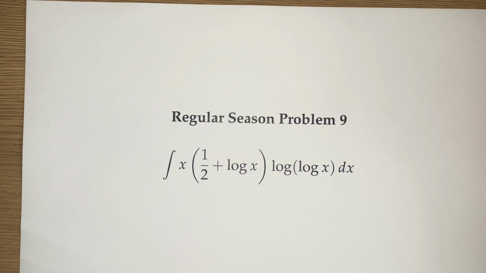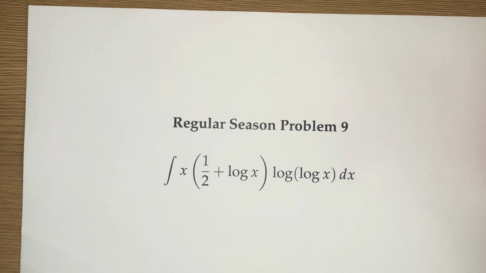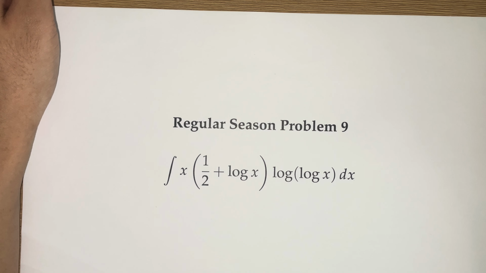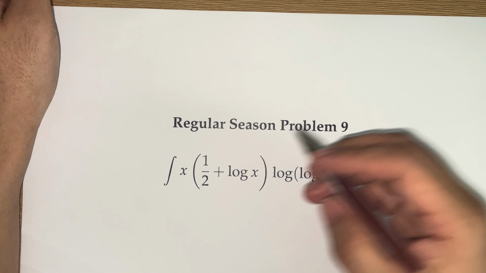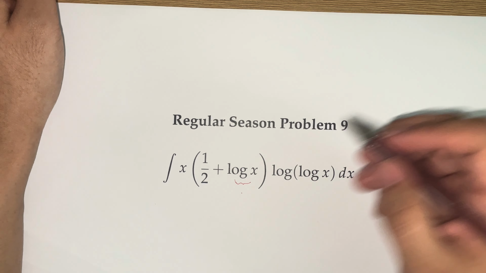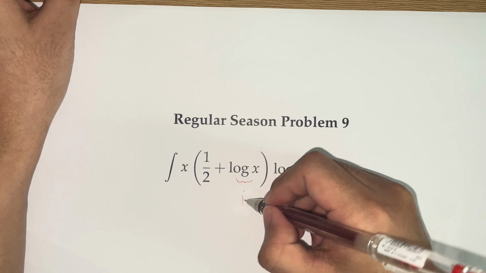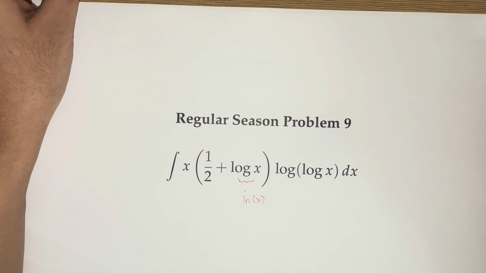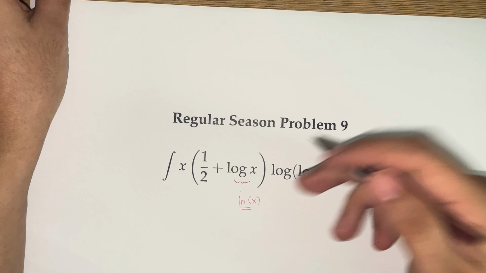Hello, welcome back. This is the ninth problem of the regular season round of MIT Integration Bee 2025. This time we're looking for the integral of x times the quantity 1/2 plus log x times log of log x. If you're not familiar yet, the MIT Integration Bee uses the notation that log x refers to the natural logarithm. But I'm more comfortable with the ln x notation, so I will be using ln x in my solution.